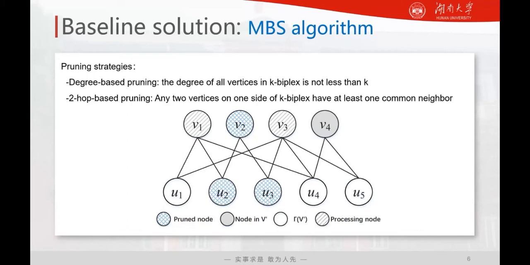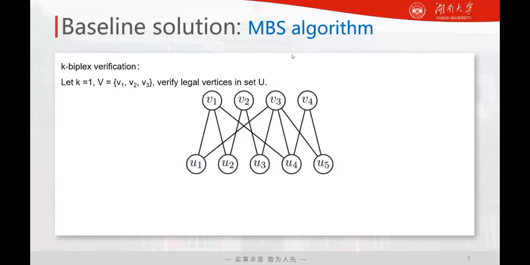Taking this figure as an example, when searching for biplex containing V4, we can first remove V2 because V2 is not a two-hop neighbor of V4. After V2 is deleted, the degrees of U2 and U3 decrease, so they can also be removed. Putting the candidate set on one side, we need to verify the legitimacy of the vertices on the other side.